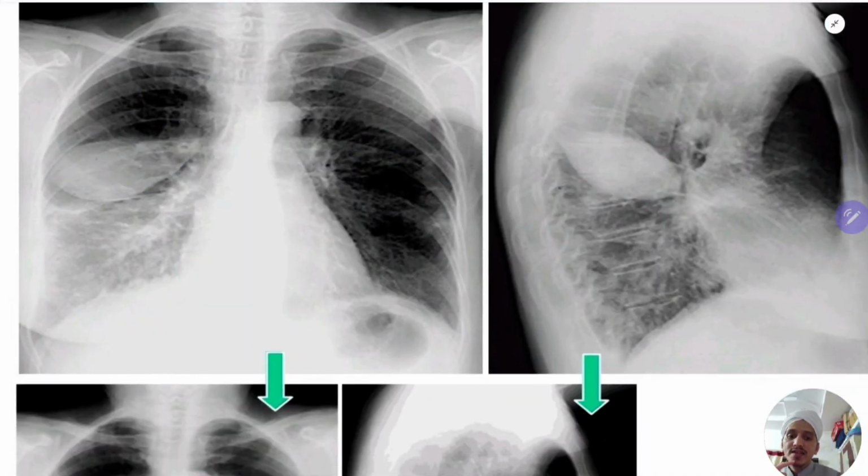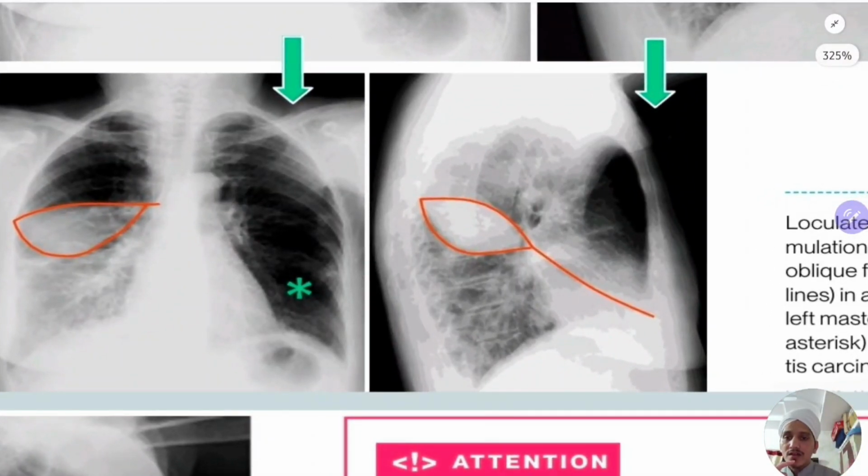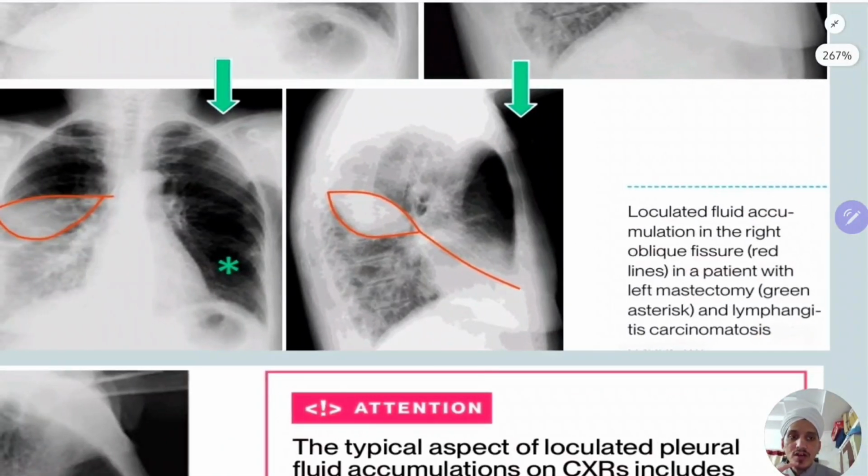Okay, so let's see. See here, I said no. So this is a loculated collection, and this asterisk, what is this asterisk? We will see. So, loculated fluid accumulation in the right oblique fissure in a patient with left mastectomy. That's why you're not seeing any breast shadow here.